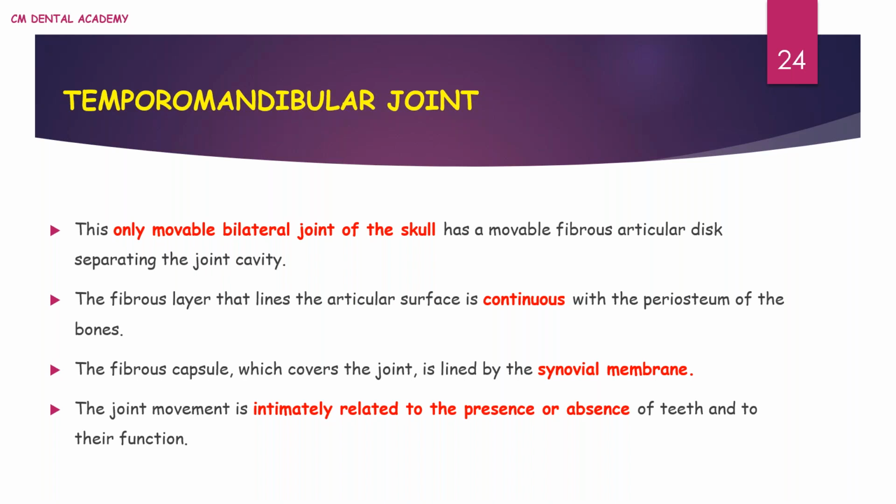If anything is disturbed between these two, it will spoil the equilibrium or the harmony between the oral cavity and the joint. It has a fibrous layer that lines the articulating surface, which is continuous with the periosteum of the bone. The fibrous capsule which covers the joint is lined by the synovial membrane.